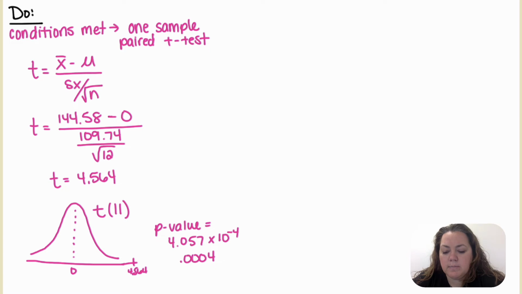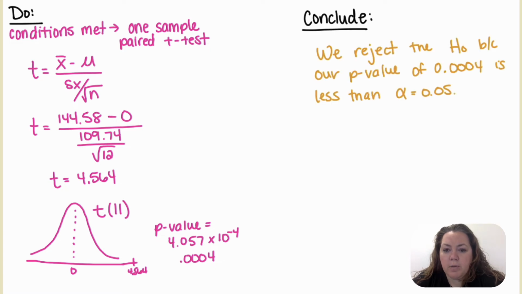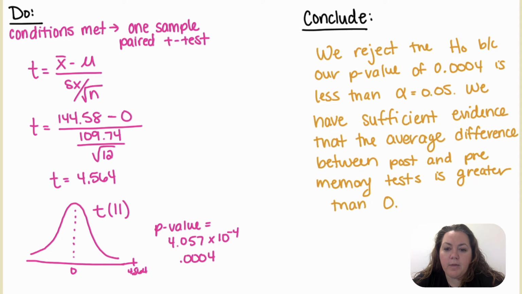0.0004 about. My conclusion would be we reject the null hypothesis because our p-value of 0.0004 is less than our alpha value of 0.05. Therefore, we have sufficient evidence that the average difference between post and pre-memory test is greater than 0.